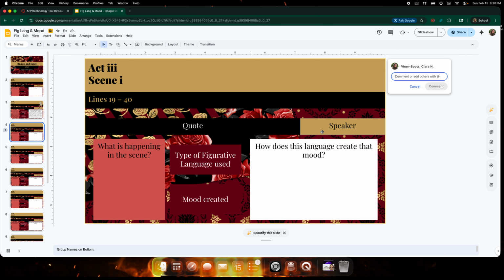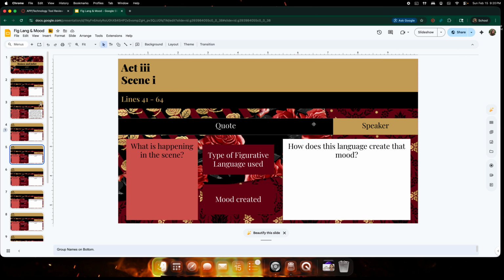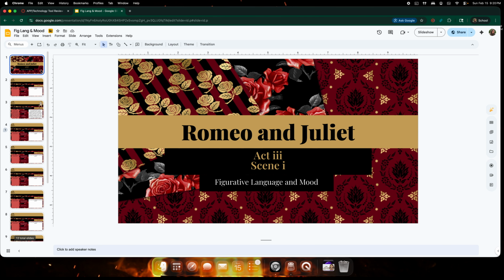If you have any questions when you are working on this assignment, please let me know, but I look forward to seeing what you find and how you interpret Act 3, Scene 1.